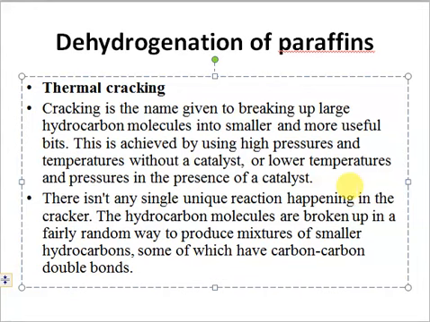are more useful, right? So thermal cracking is normally achieved by using high pressure and high temperature, and normally catalysts are not used. When we use catalysts, then we use lower temperature and lower pressure, right? If you are using a catalyst, then the cracking is called catalytic cracking, and if you are not using any catalyst, then this is called thermal cracking. So this is the difference between thermal cracking and catalytic cracking.